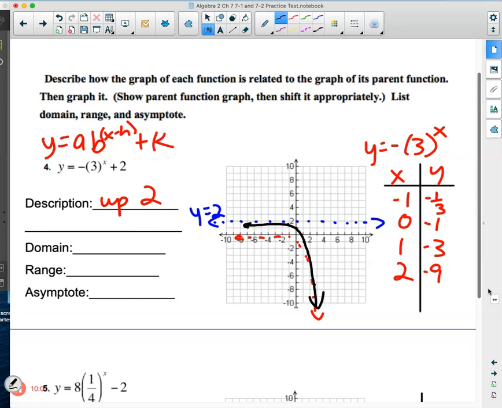Domain. Right and left, is this thing going to stop? Got arrows, right? Even though you're kind of like, well, it's almost going straight down, it's not going straight down. It's going right and left forever. So the domain, all reals. But we definitely had a cutoff for the y's. What's the cutoff? The 2.